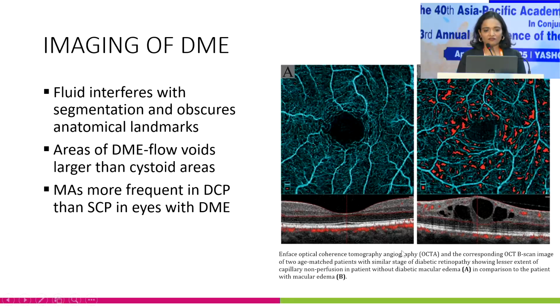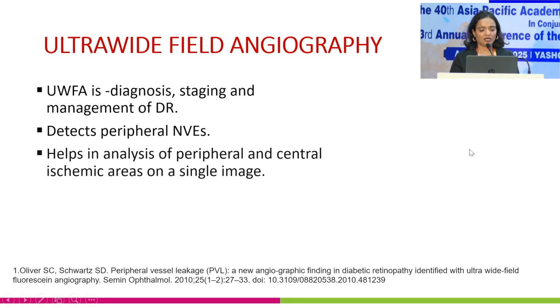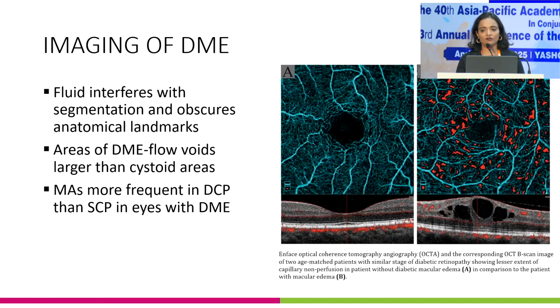But fluid interferes with the segmentation. It obscures the anatomical landmarks. Here you can see that when we go through the DME cysts, it becomes all flow voids. And it's important to know that microaneurysms are higher in number in the deep capillary plexus compared to the superficial capillary plexus.